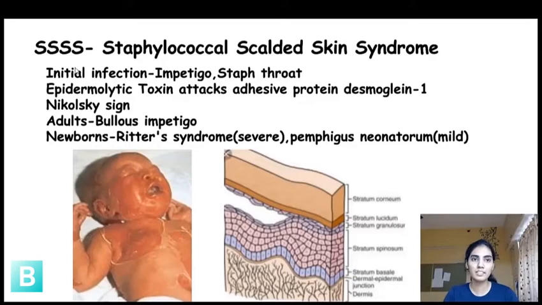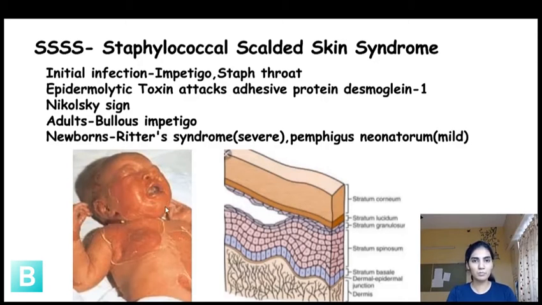Staphylococcal scalded skin syndrome. Its initial infection is an impetigo or staph throat, and from there the toxins are released and attack a protein present in the skin called desmoglein 1. It is an adhesive protein, so if it is damaged, there is a split in the skin, as you can see, which results in blister formation. So if you scratch, large sheets of skin easily rip off. That is called the Nikolsky sign.